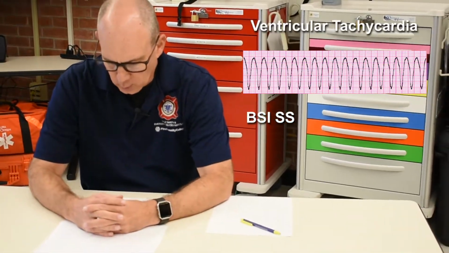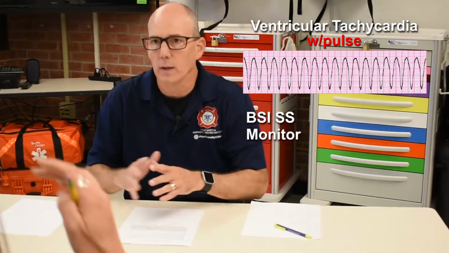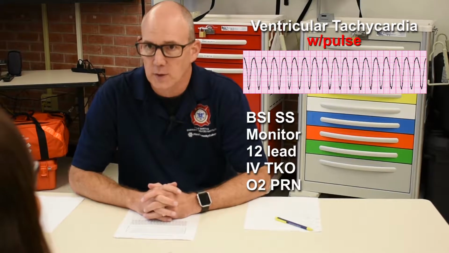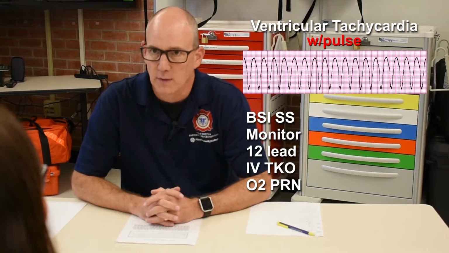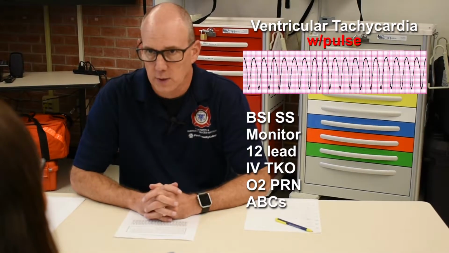My rhythm is ventricular tachycardia with a pulse. So I'm gonna place my patient on the monitor and obtain a 12 lead. I'm going to start an IV and keep it at a TKO rate. I'm going to make sure my patient has oxygen between 94 and 99% and give supplemental oxygen if necessary. I'm going to check their ABCs, airway, breathing, and circulation.